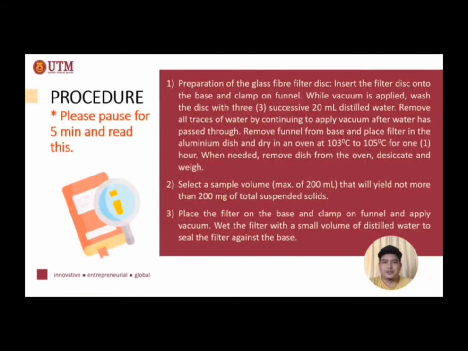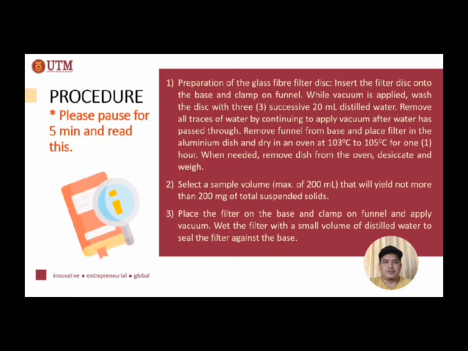Hi, I'm Ahmad Faizal. Procedure of total suspended solids. First, preparation of the glass fiber filter dish. Insert the filter dish onto the base and clamp on the funnel. While vacuum is applied, wash the dish with 3 successive 20 ml portions of distilled water. Remove all traces of water by continuing to apply vacuum until the water has passed through. Remove the funnel from the base and place the filter in the aluminium dish and dry in an oven at 100 to 105 Celsius for 1 hour. When needed, remove the dish from the oven, desiccate and wait.